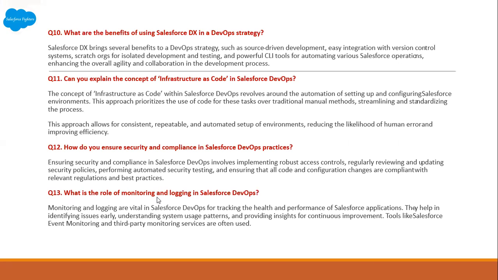What is the role of monitoring and logging in Salesforce DevOps? Monitoring and logging are vital in Salesforce DevOps for tracking the health and performance of the Salesforce application. They help in identifying issues early, understanding system usage patterns, and providing insight for continuous improvement. Tools like Salesforce Event Monitoring and third-party monitoring services are used.